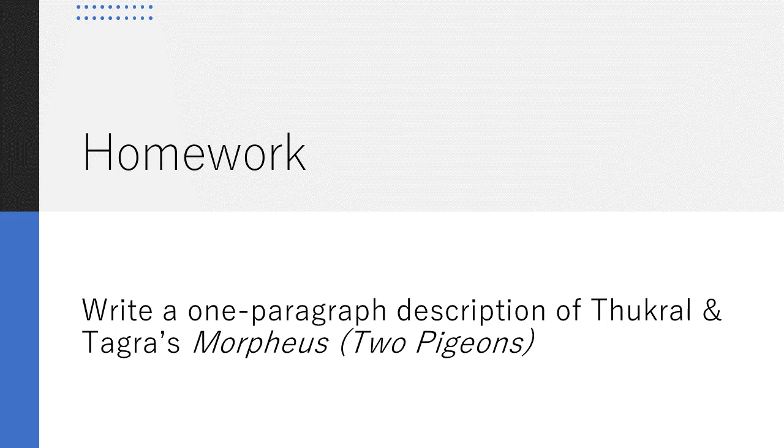Okay, that's it for this week. I'm going to give you a little bit of homework before we go. The homework this week is to write a one-paragraph description of Tukral and Tagra's Morpheus Two Pigeons. It's the painting we saw at the beginning of this video. You can also find it online, or if you have your book already, look at your book. The painting appears there. Write your description of it. Either send it to me by email, or when classes start again, I'll be checking it out.